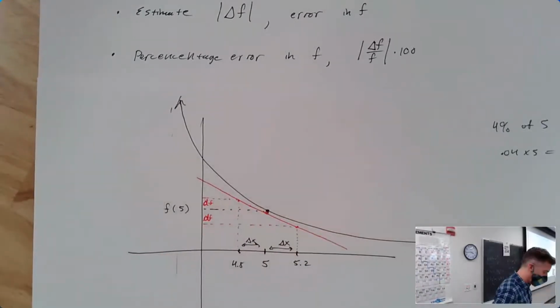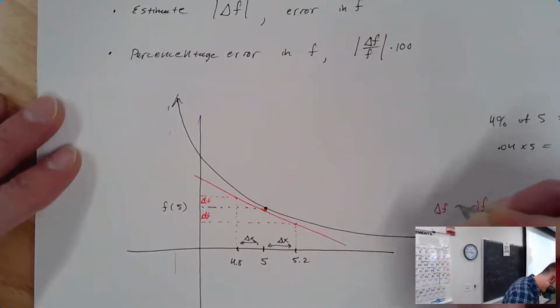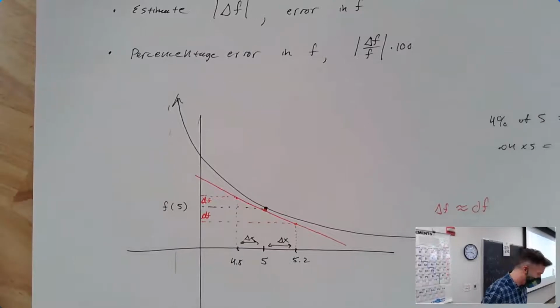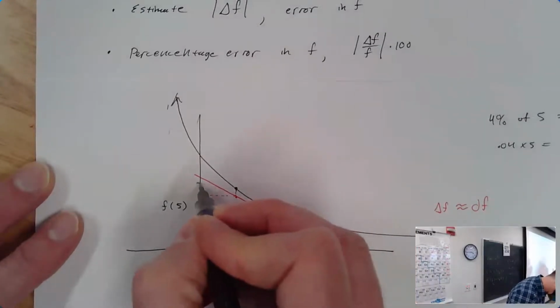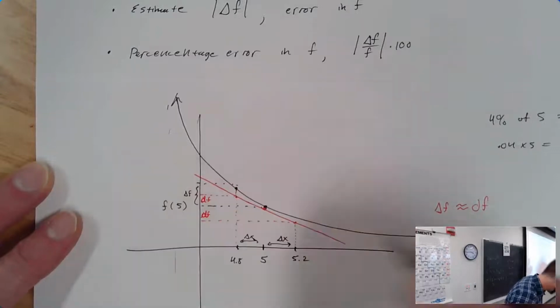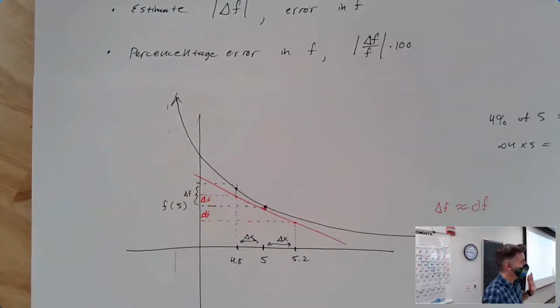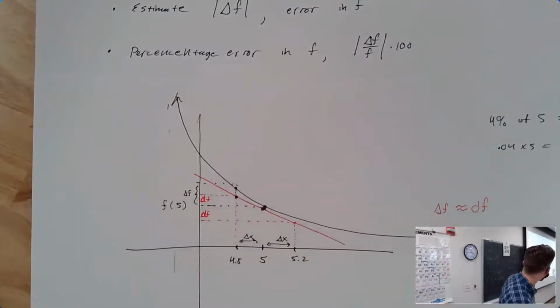That's your df. And df is your approximation of delta f. Let me show you, right? If you actually went up here, that would be your delta f. But the idea is we're going to use df to approximate delta f, where df is just the rise. So from here to here, how much change, how much rise is there in that line?